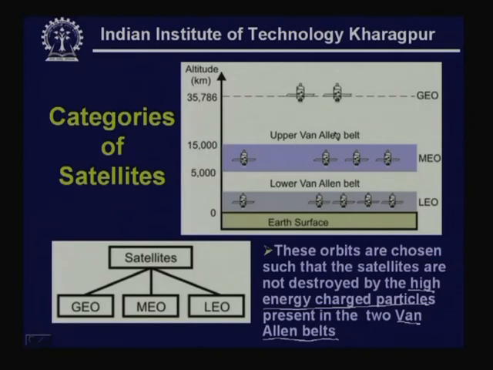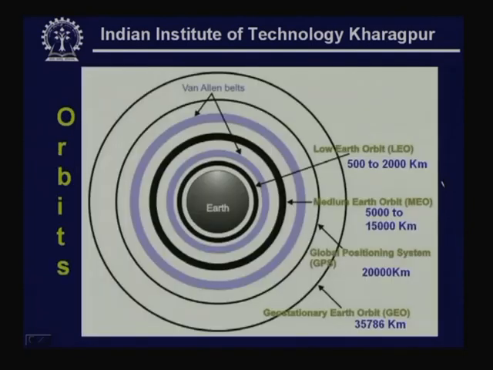So, there are two Van Allen belts, and obviously, if satellites are placed in these regions, then they will be destroyed by the high energy particles. So, satellites are placed avoiding these two Van Allen belts. For example, the low earth orbits, I shall show you another diagram which will give you a better picture. This is the earth, and the low earth orbit LEO satellites are positioned between 500 to 2000 kilometer. As you can see, this is the orbit. So, the altitude is 500 to 2000 kilometer.